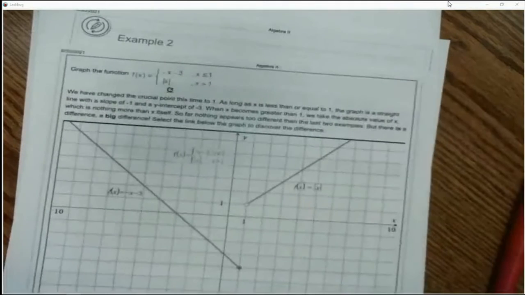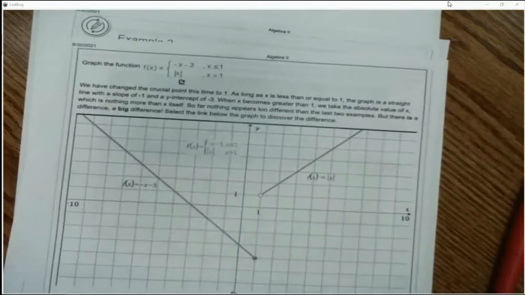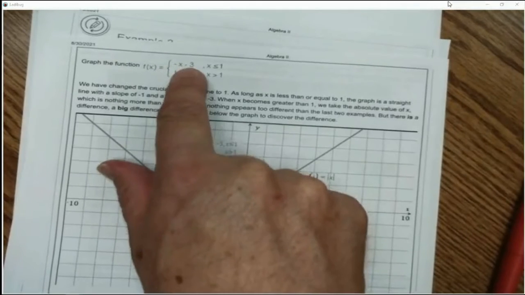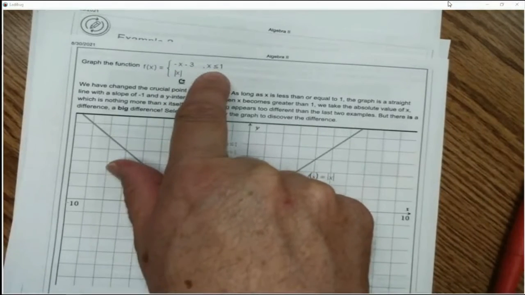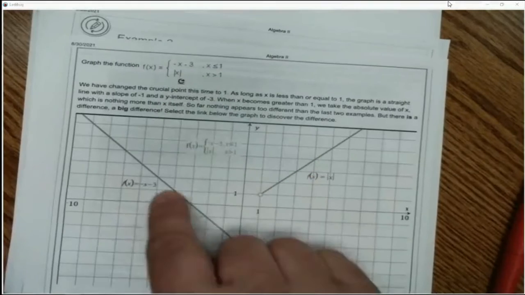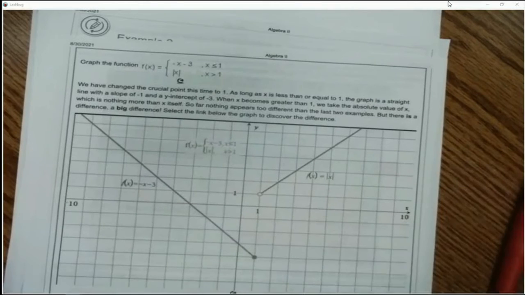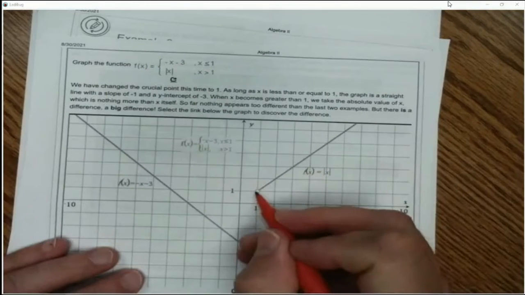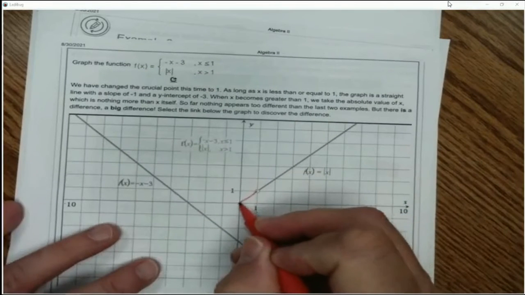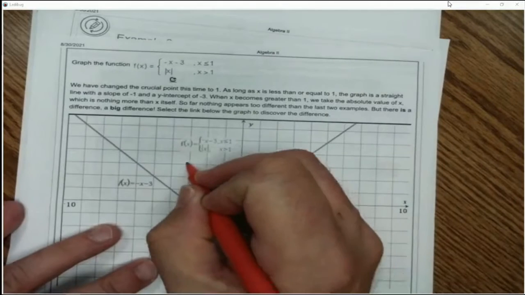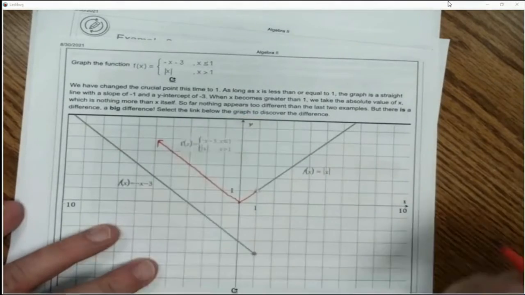There's another example it gives you in the lesson of a piecewise. This one did absolute value and -x minus 3. X is less than or equal to 1, greater than 1. So it had a linear and then absolute value. Now, if the absolute value continued, absolute value goes down to 0 and then goes back positive that direction, right? If that was continuing, it would do that.